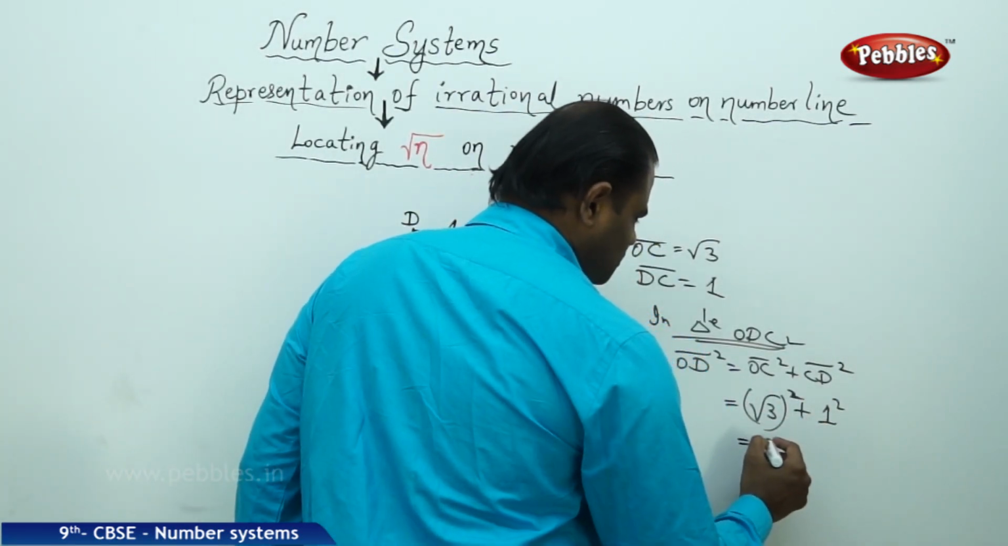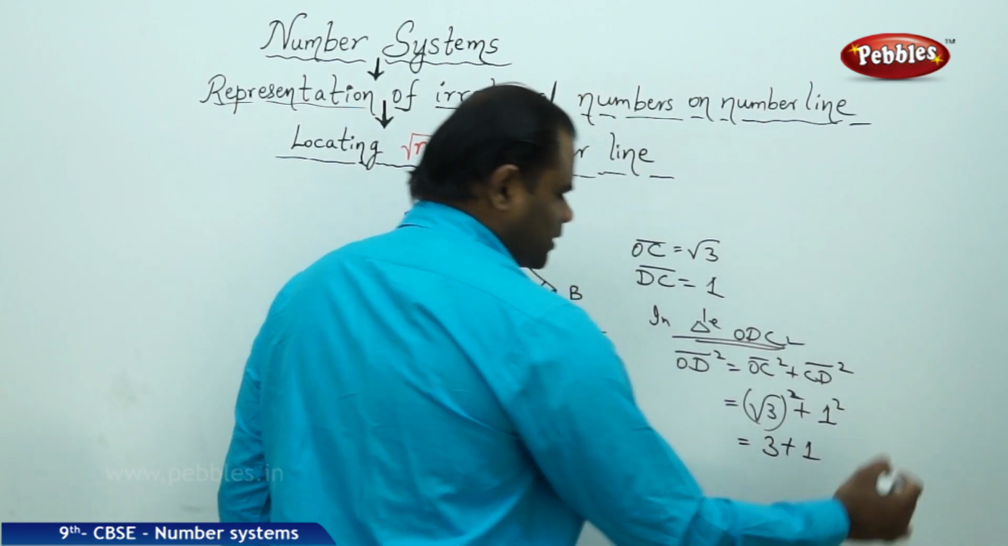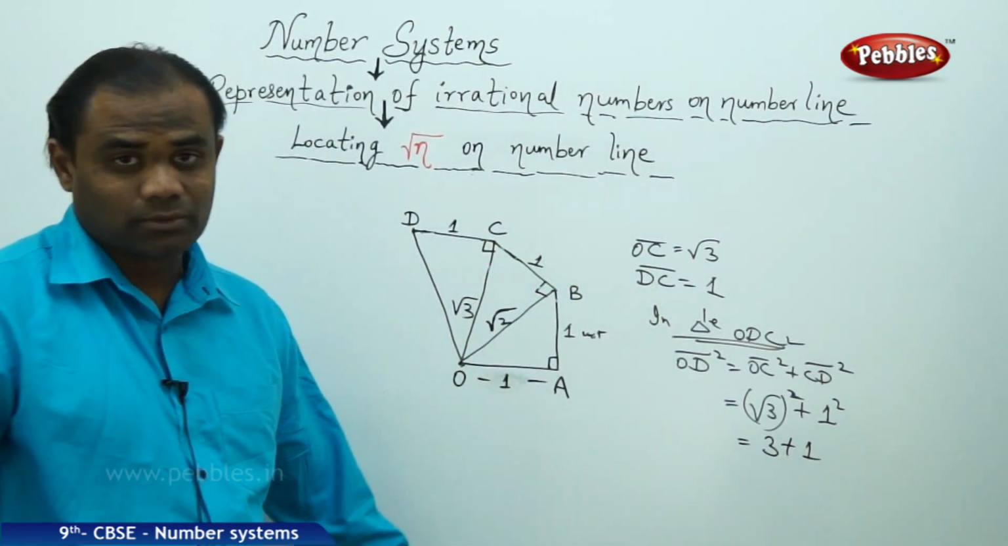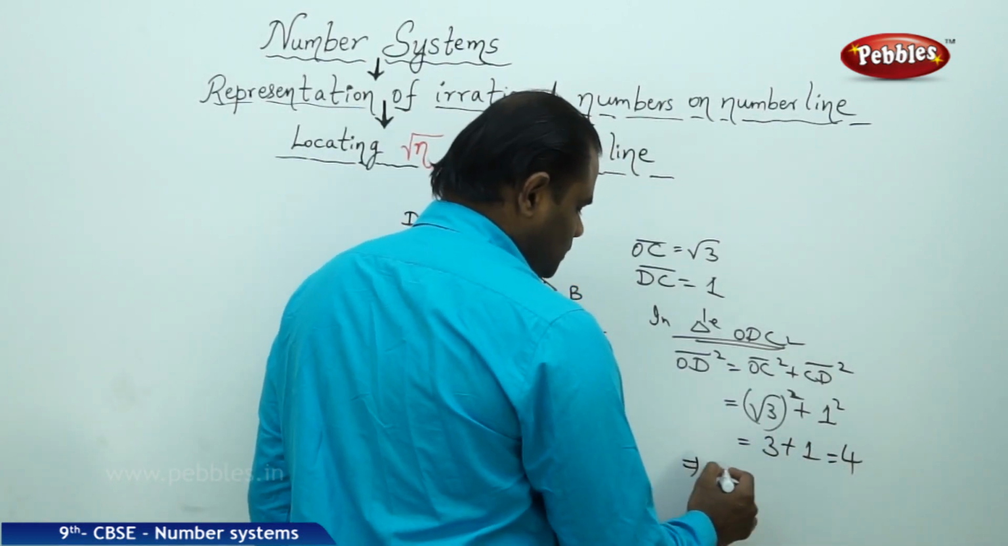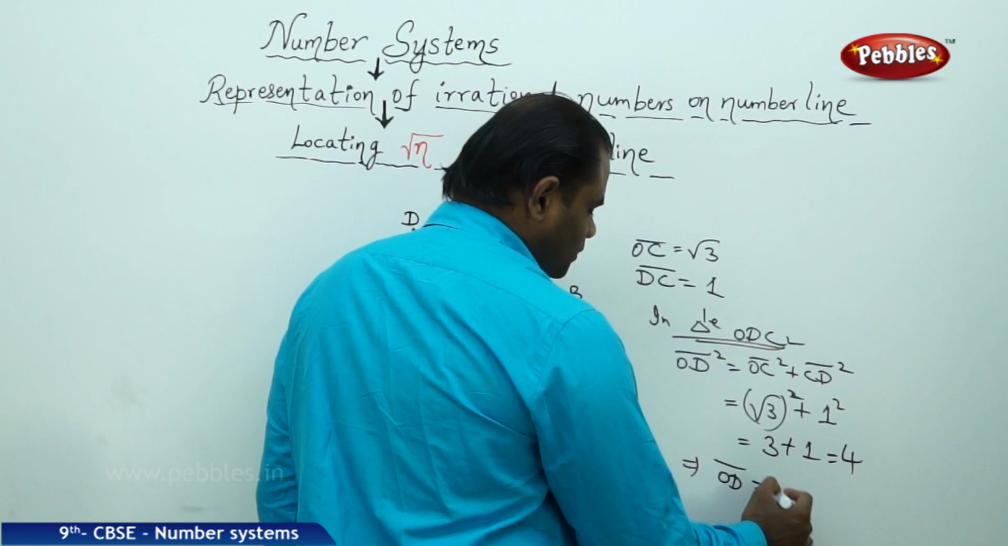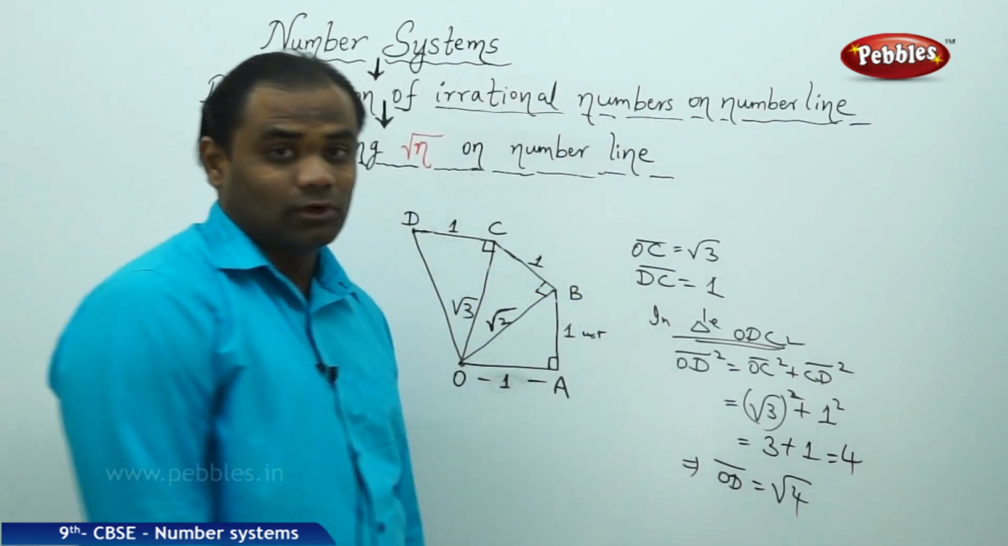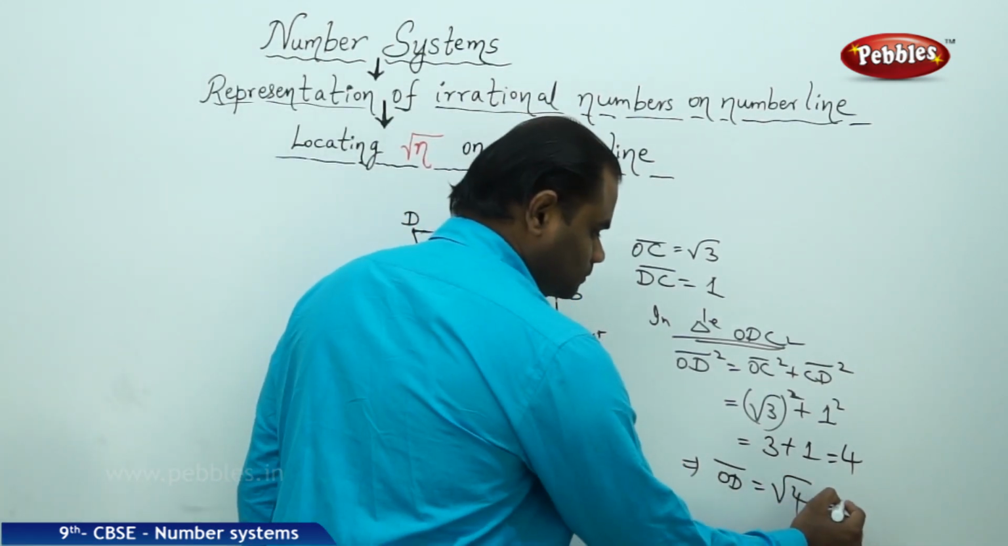Now root 3 square is 3 and 1 square is 1. With square root and root gets cancelled with the square, I get this to be 4. Then I get my OD, which is root 4. Of course, root 4 is 2.